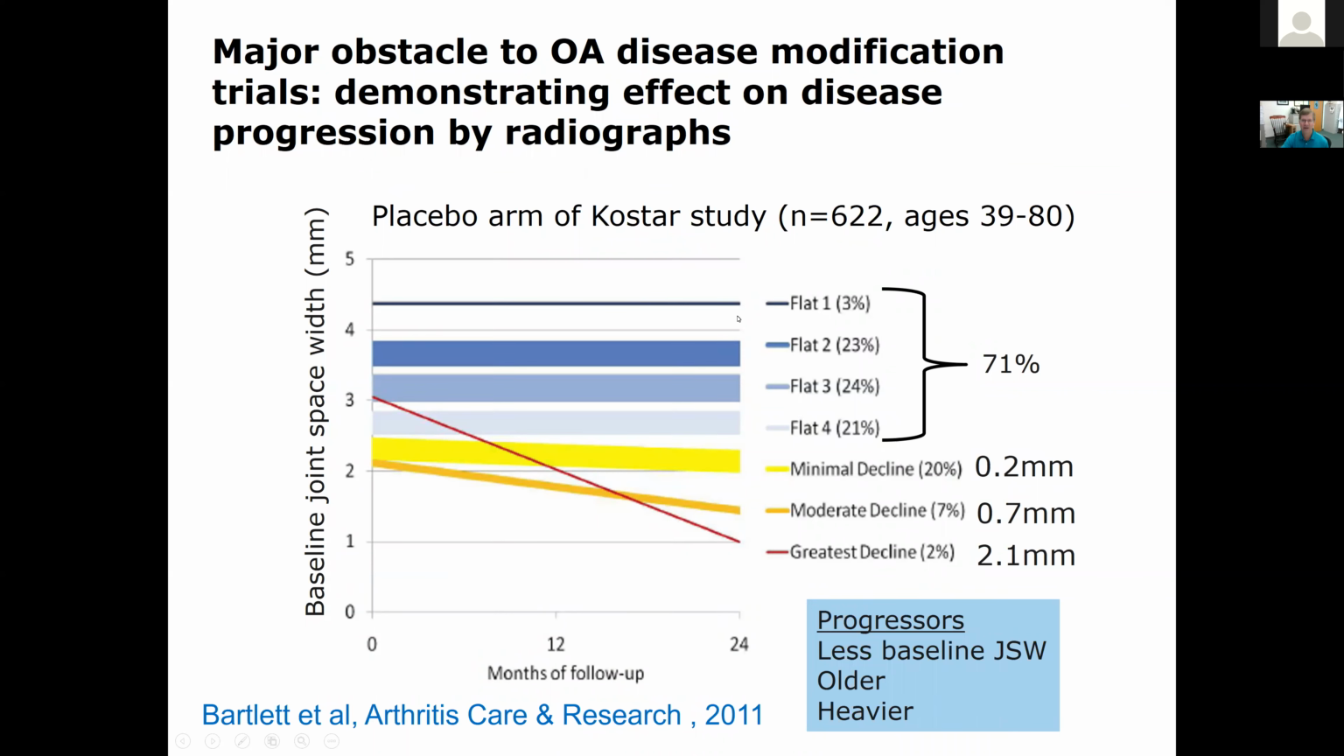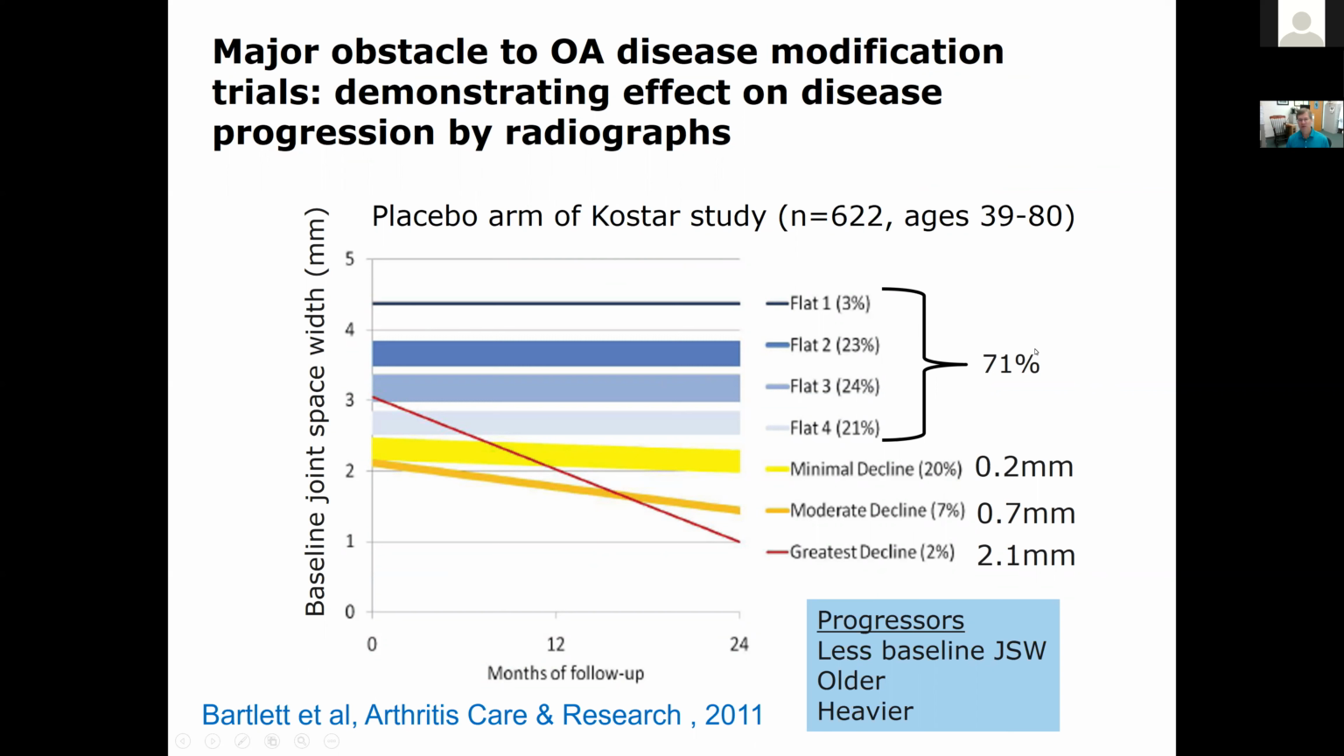And you can see that 71% of the people that entered the trial had no change whatsoever in their joint space width over 24 months. And only a small percentage, 2%, had the greatest decline of 2.1 millimeters, and then there are 2 groups with sort of minimal and moderate decline.